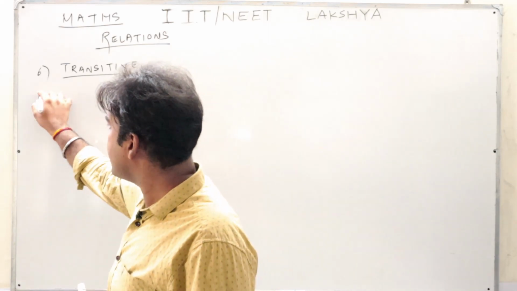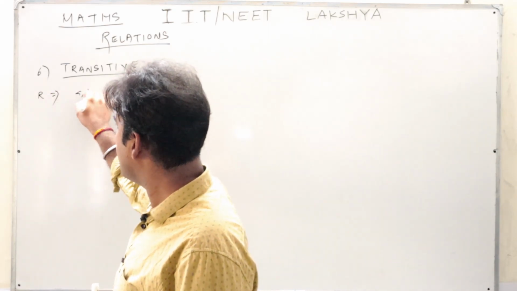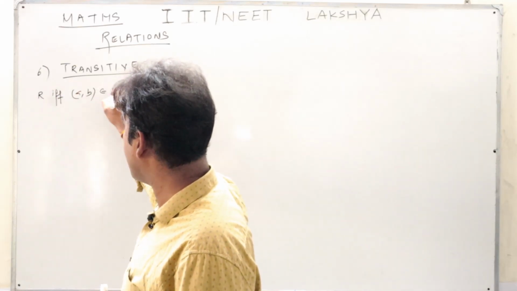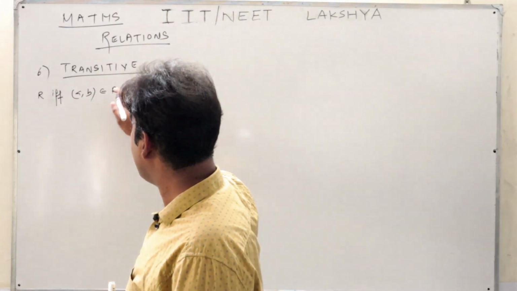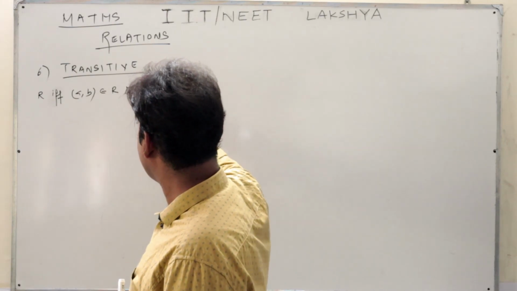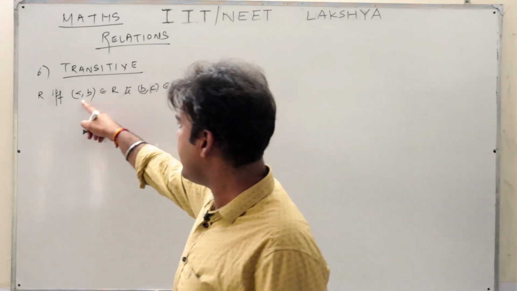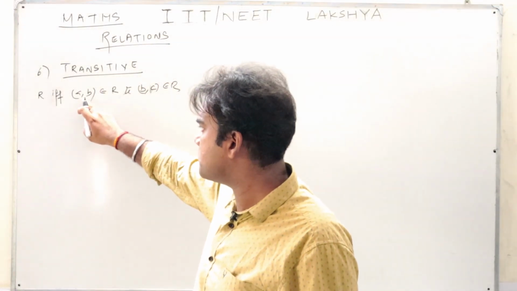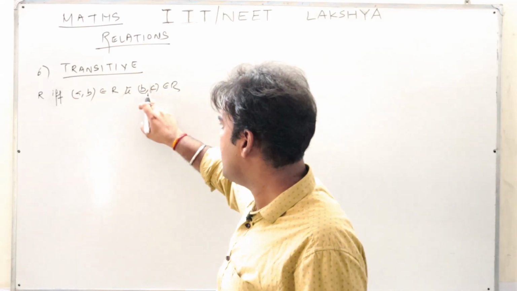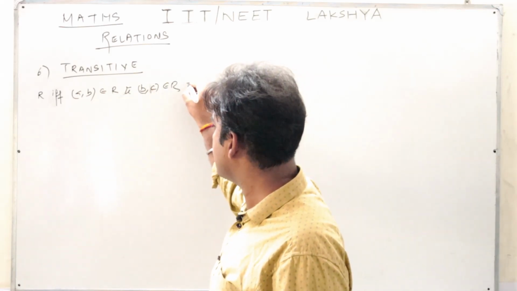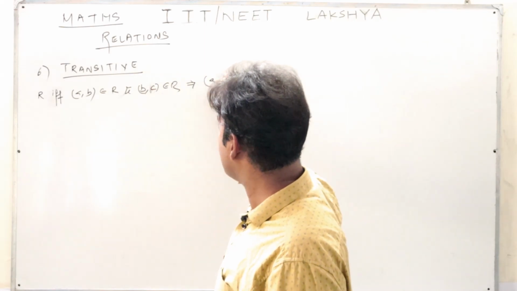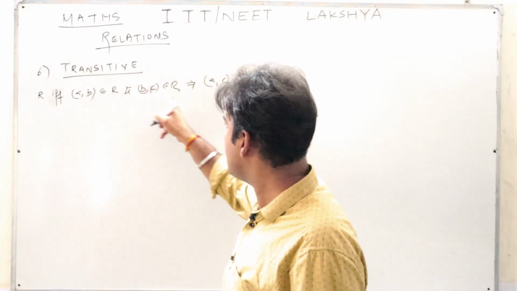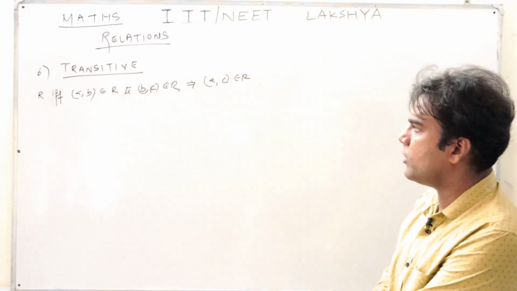So a relation is said to be transitive if and only if AB belongs to R and BC belongs to R. That is, a relation is said to be transitive if and only if, when the ordered pair AB belongs to relation R and BC belongs to relation R, then AC should also belong to relation R. That is the meaning of a transitive relation.